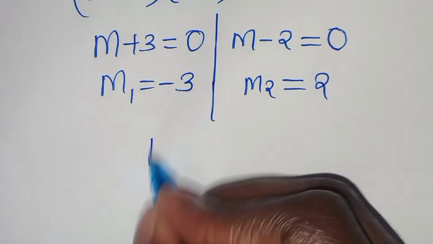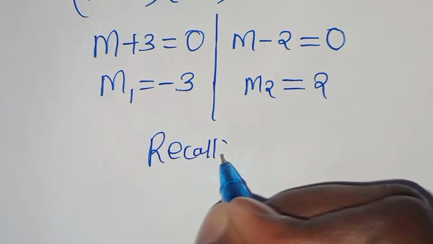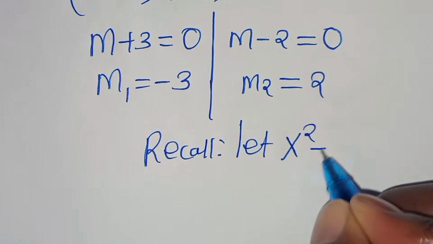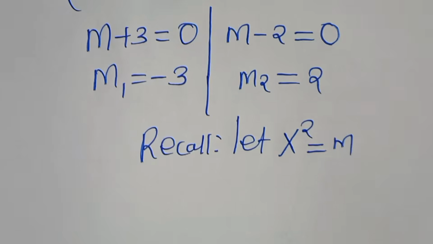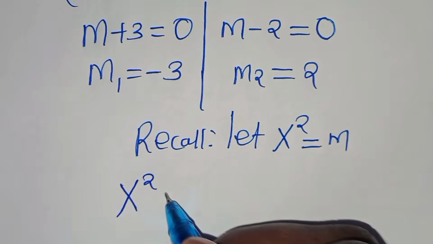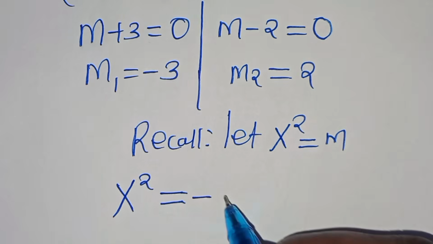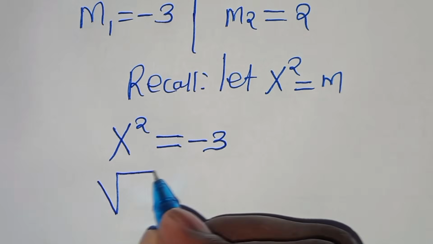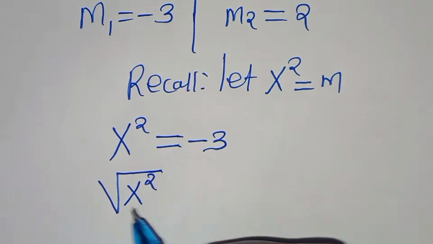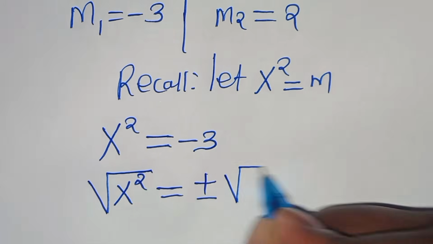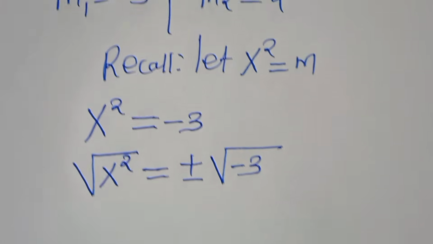Now, if you recall, we are saying that we let x to the power of 2 be equal to m. Now, we can solve for x here. We have x squared. Let's start with m1, which is equal to -3. To solve for x, we introduce the square root on both sides, which is the square root of x squared, equal to plus or minus the square root of -3.